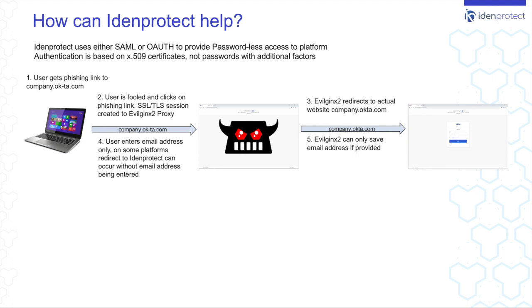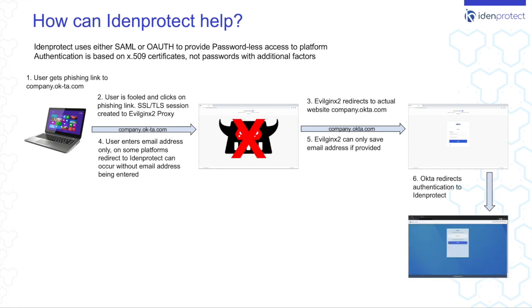However, this is where things change. Because you're now using IdProtect as an identity provider, when the user attempts to perform a login, it moves the authentication from Okta in this case, but any other platform, to IdProtect. Now, it redirects. So the very act of this redirect breaks the session or the link that the user has with the Evilginx2 proxy. The user is now going directly to their IdProtect identity portal.